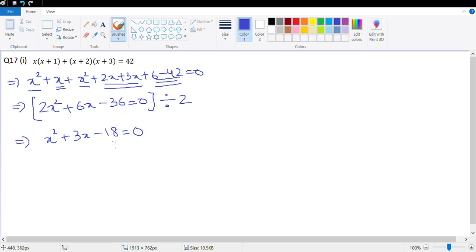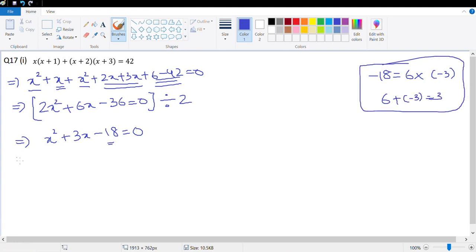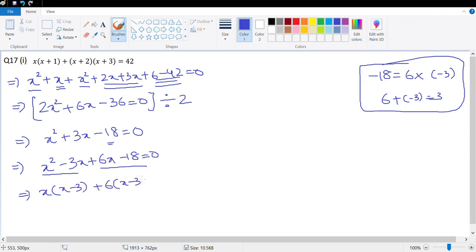Now I need to find factors of negative 18, the sum of which is plus 3. So negative 18 can be written as 6 into negative 3. Yes, and 6 plus negative 3 is equal to 3. Perfect. So our factors are 6 and negative 3. So this gives us x squared minus 3x plus 6x minus 18 is equal to 0. Grouping it the way I've underlined, x times (x minus 3) plus 6 times (x minus 3) is equal to 0. (x minus 3) times (x plus 6) is equal to 0.